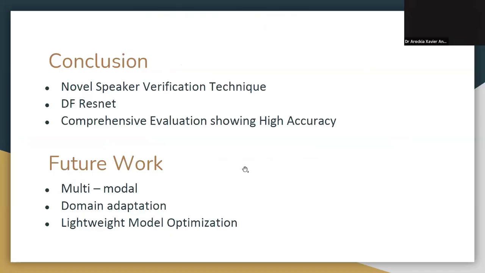So the conclusion is the novel speaker verification technique has been generated, and the model applied is depth first ResNet based on the Gemini model, and comprehensive evaluation showing high accuracy has been found here. And the future work is by applying multi-modal, not just voice but also thermal imaging, then fingerprinting, then face, everything put together, we can generate a biometric representation for security enablement. Domain adaptation has to be taken care of, and lightweight model optimization is required as well.